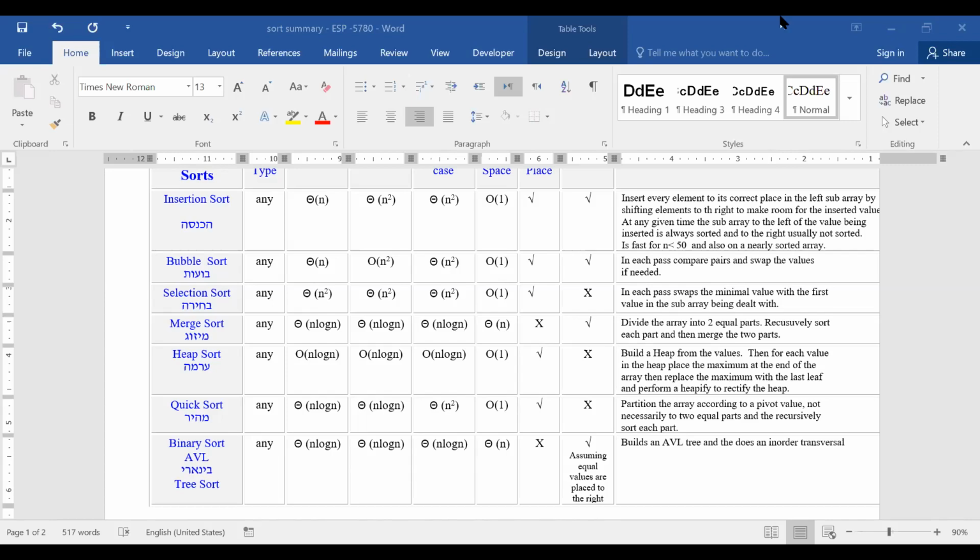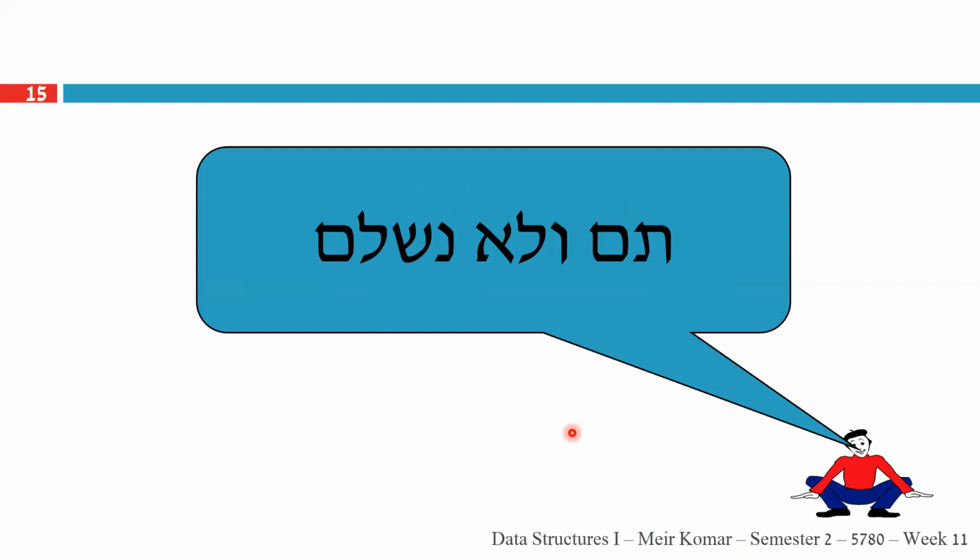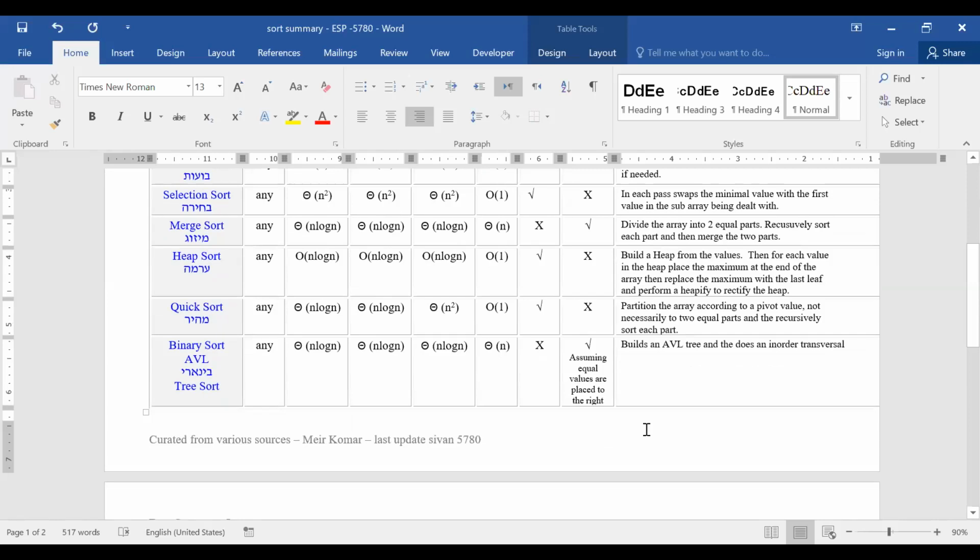Okay, let us continue to tell me now to do. Show them the sort summary. I did that. Was there another side to that page of all the? Oh yeah, yes, thank you. Yeah, see, we got carried away with the merge sort, and then we forgot to do that. Yes, sorry. So that was the first side.